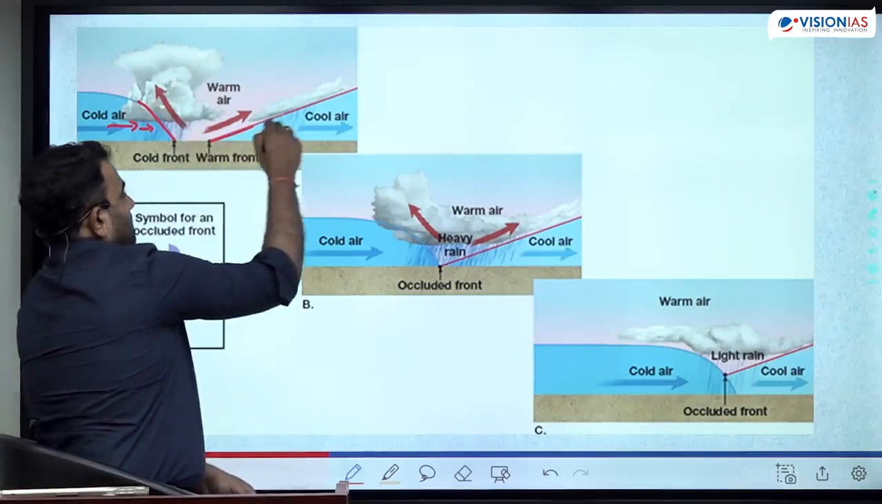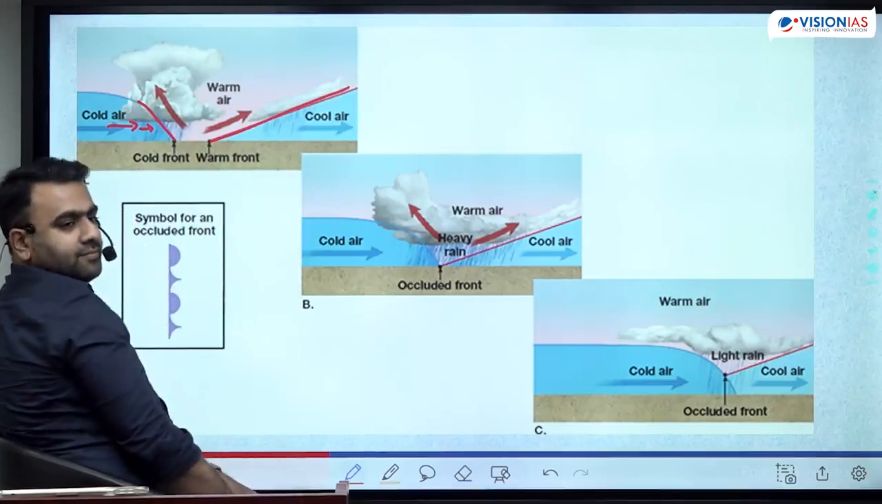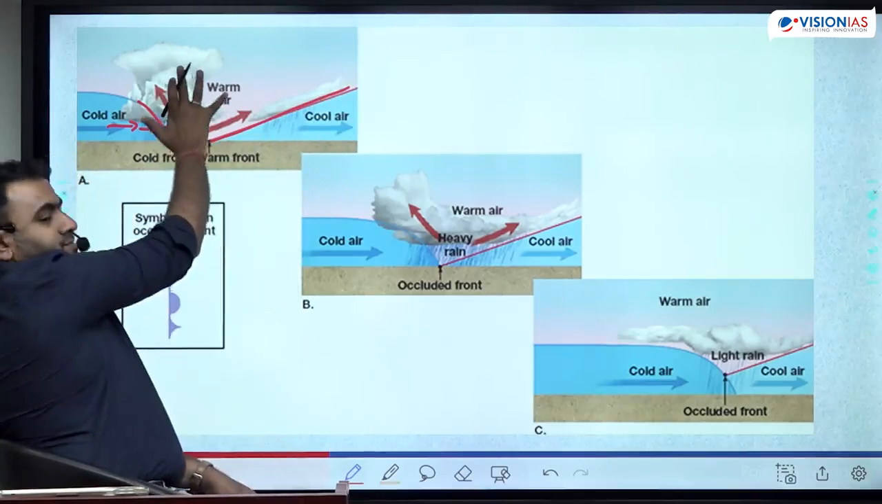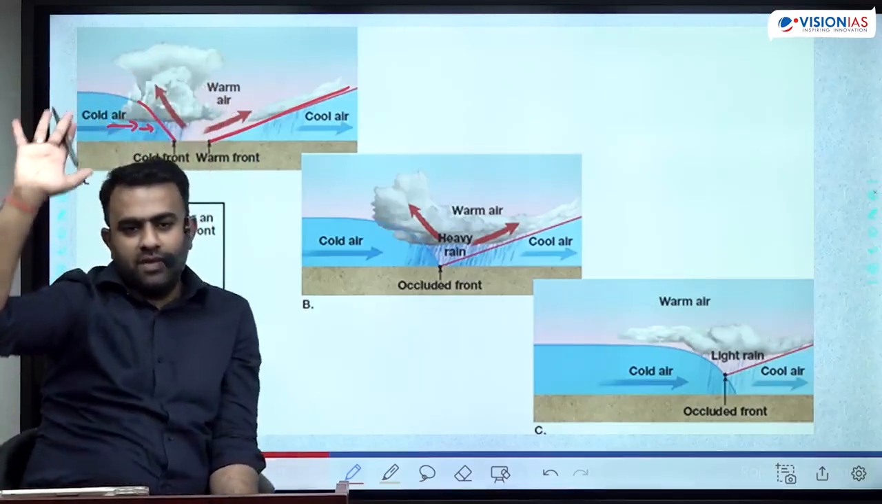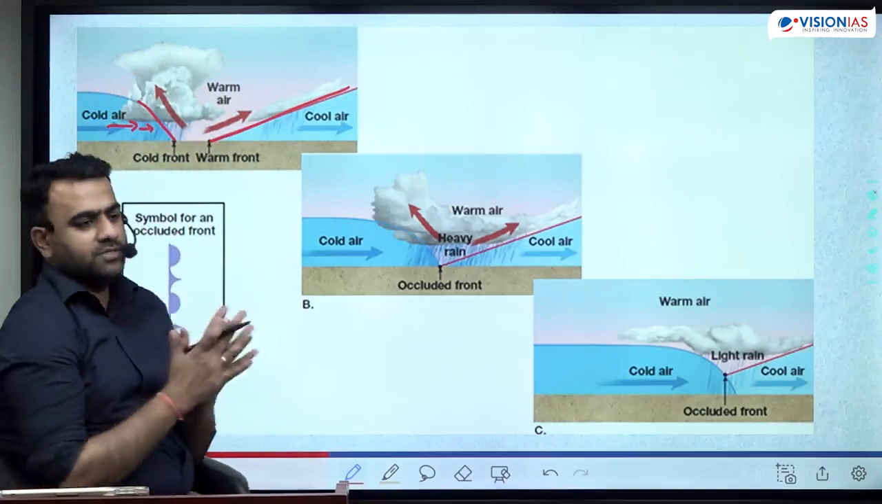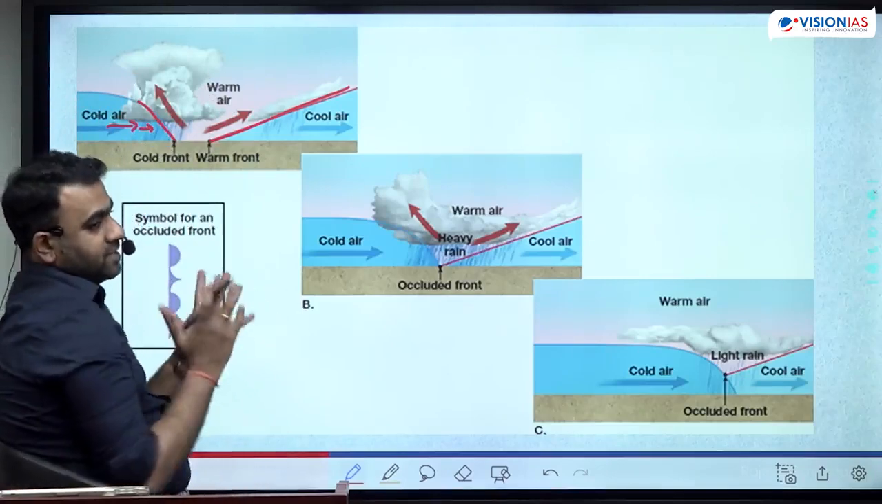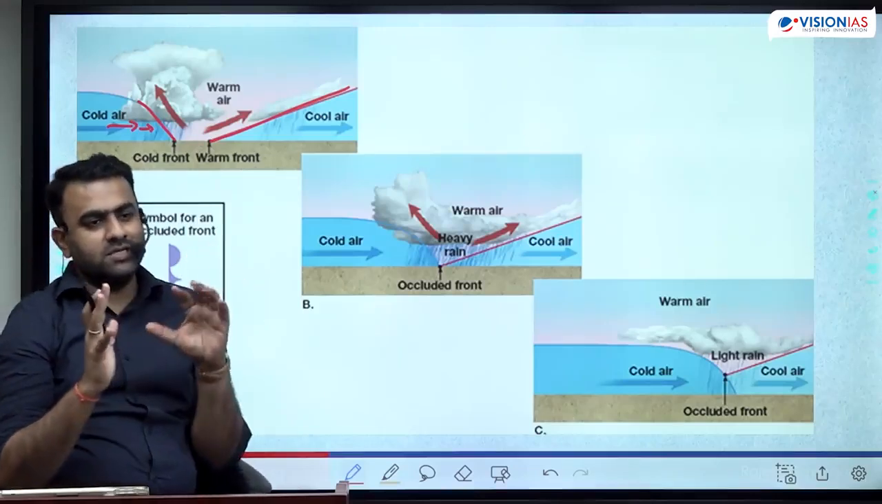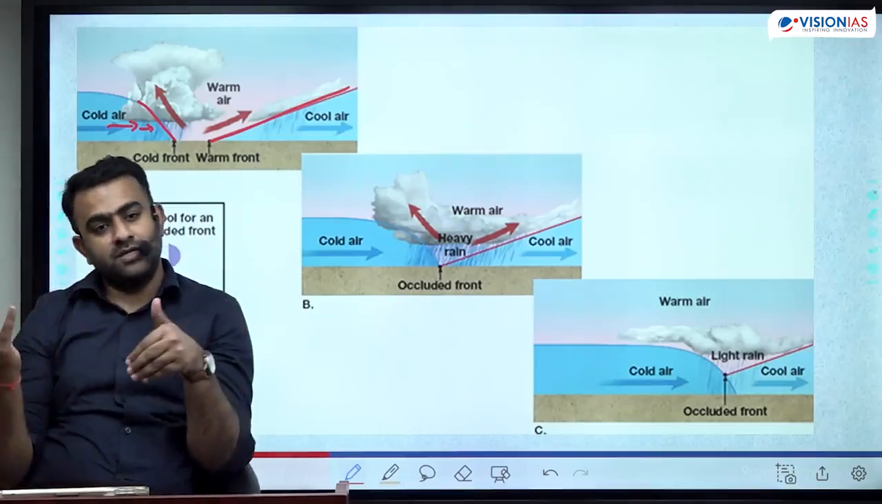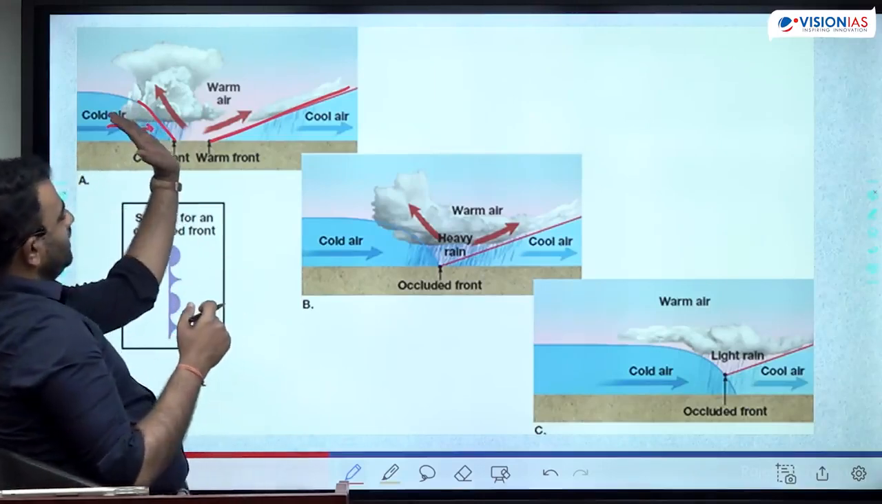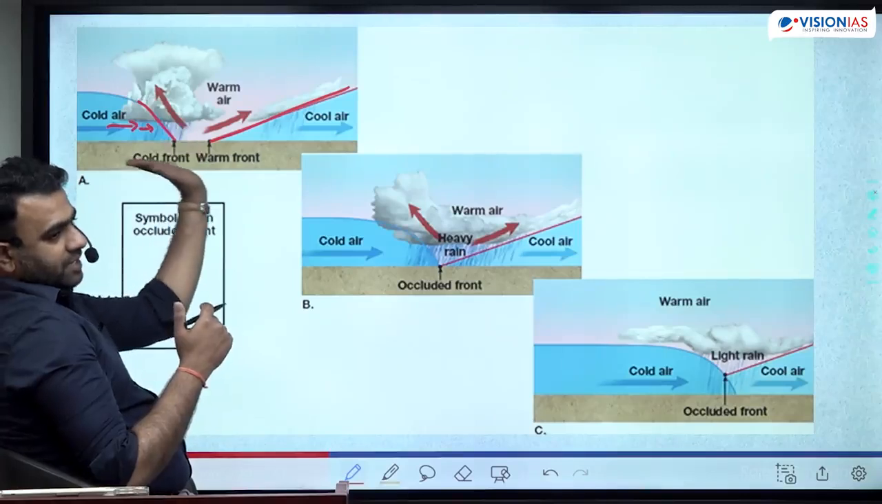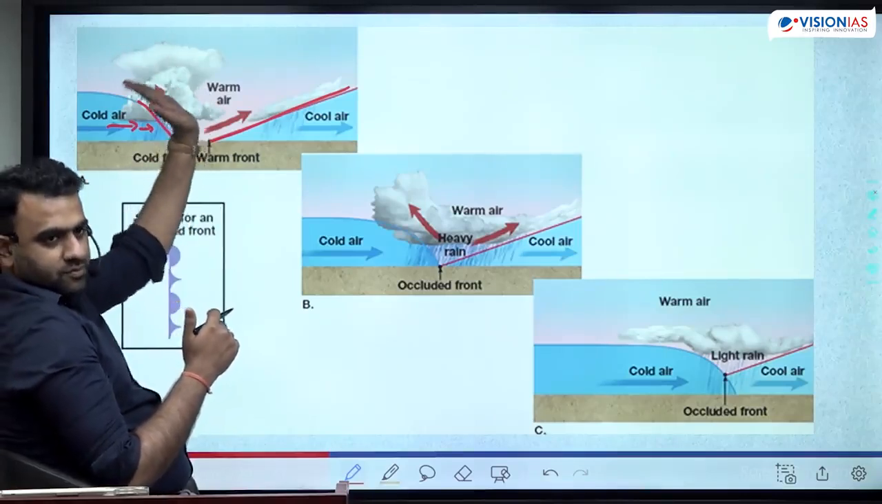This is a warm front. There is a warm air here. Air mass is a very big area, okay? Air mass is not some small air parcel, right? It's a very big area. There is a great chance that on one side there is a cold front, another side there is a warm front, possible, right? So here the front is continuously advancing and pushing the air mass upwards. It will take it upward.